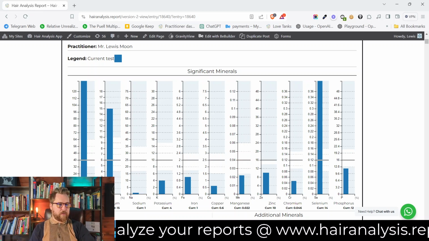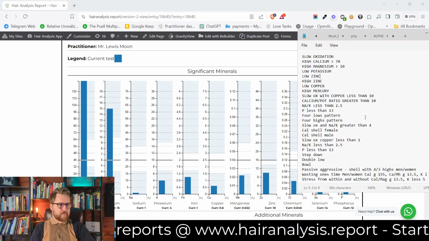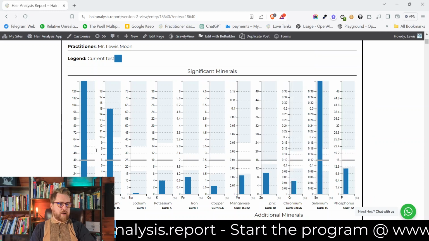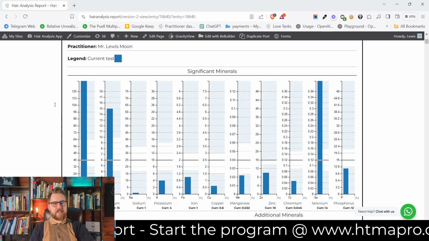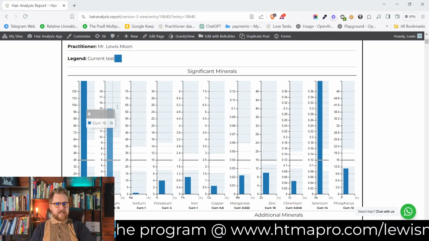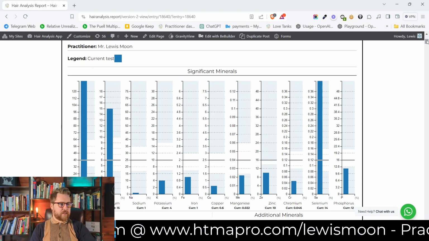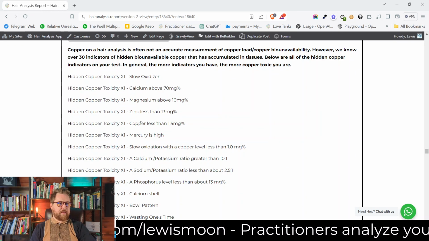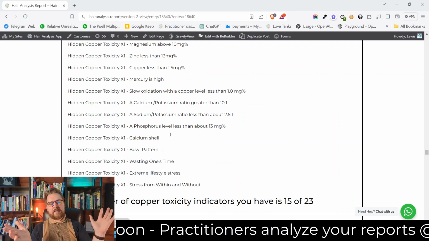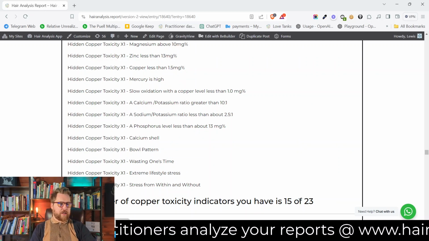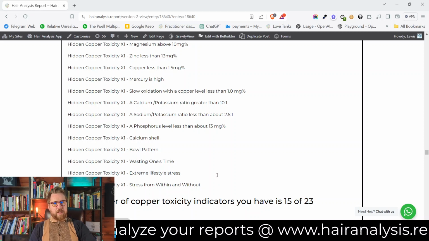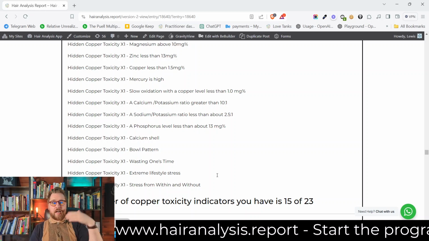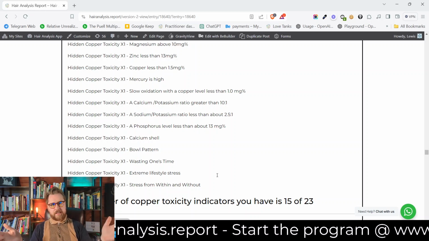Now, there are actually quite a few indicators. I've written them all down on here, and I've tried to make a hair analysis test that will give us the most copper indicators. On this particular test, it is showing 15. So that's kind of like the max it can show, really. The reason why we can't get higher than 15 is because one copper toxicity indicator is a low zinc, another copper toxicity indicator is a high zinc. So obviously you can't get both of them at the same time. It's impossible.